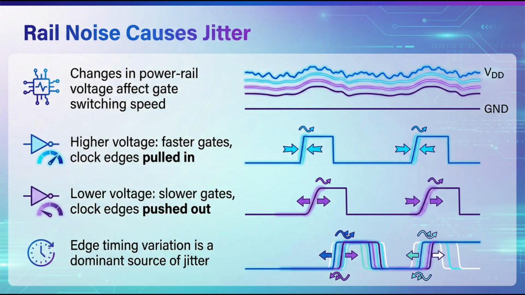Rail noise causes jitter. Changes in power rail voltage affect gate switching speed. Higher voltage makes gates switch faster, pulling clock edges in. Lower voltage slows gates down, pushing edges out. This variation in edge timing is a dominant source of jitter.